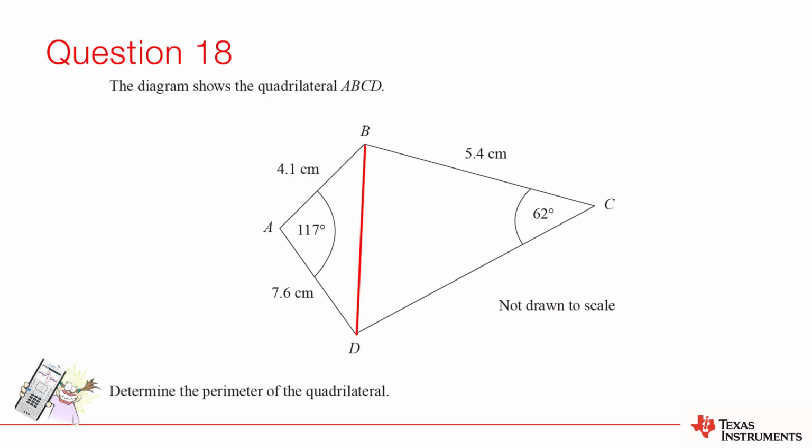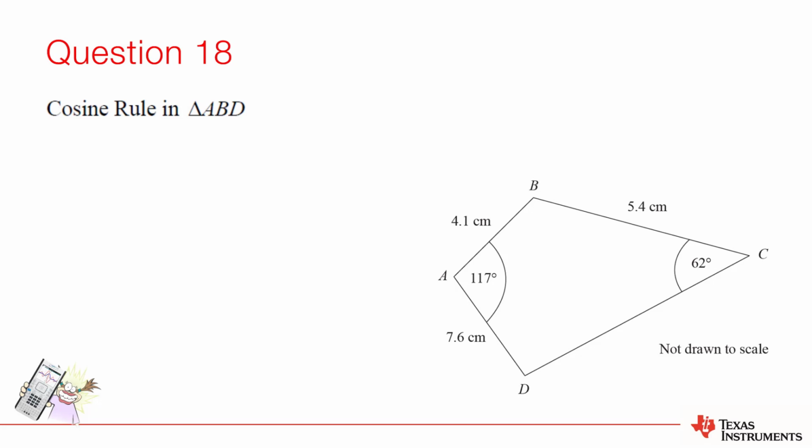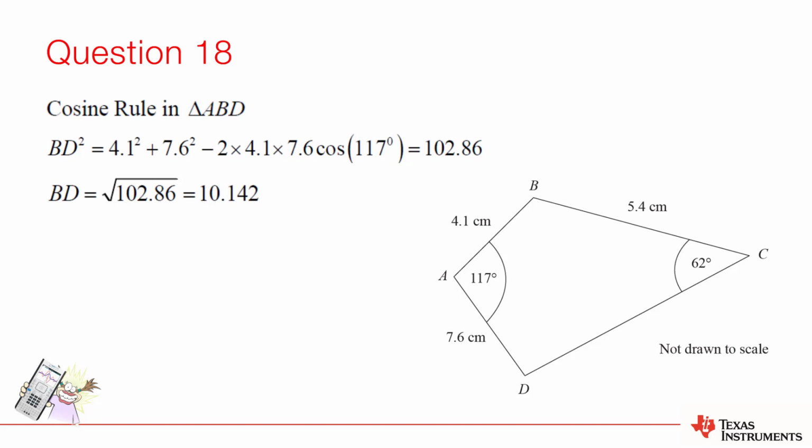All right, so I think we're just going to use cosine rules here. In the cosine rule, in the triangle ABD, I want to find the length BD. So BD squared, what's the cosine rule say? It's 4.1 squared plus 7.6 squared minus 2 times 4.1 times 7.6 cos of the included angle, which is 117 degrees, and that gives me 102.86. BD then will be the square root of that, which is 10.142.